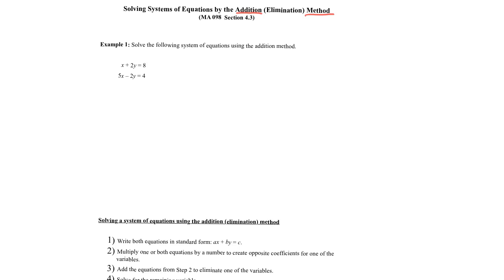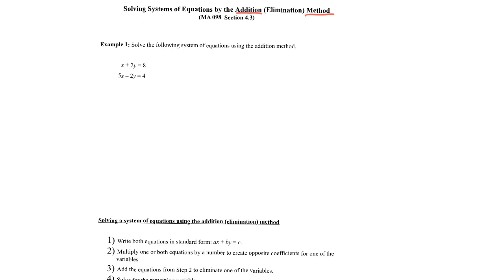And typically what will happen is students will feel more comfortable with one method more than the other one, which is fine. So just pick one that you're most comfortable with. On a test, I'm never going to say use this particular method. I'm just going to say solve the system of equations, and you can use whichever method you prefer.